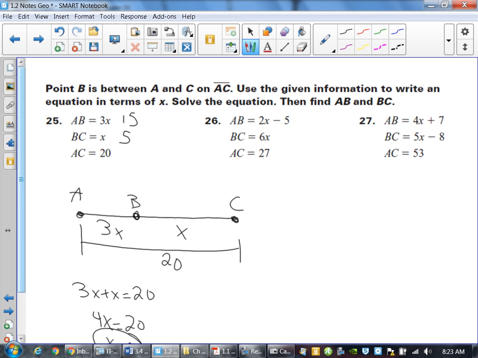Okay? This generic setup, you're going to see it over and over and over again with what turns out to be two-step algebra problems. Okay? It's nothing scary. 26. Try 27 for me real fast. Please.